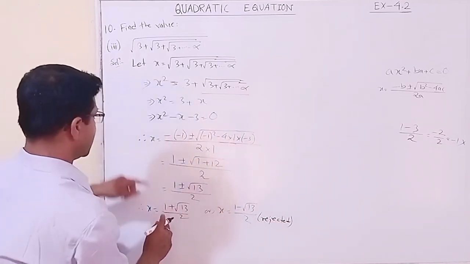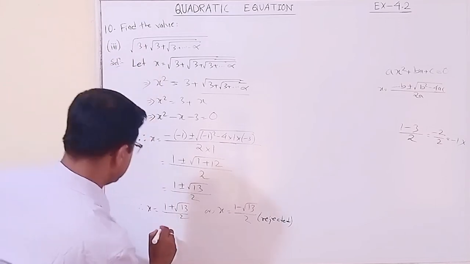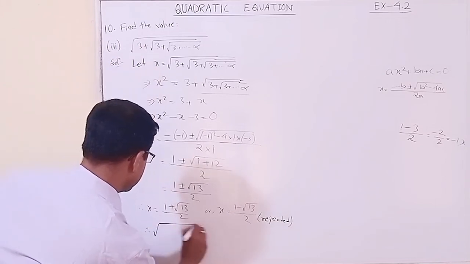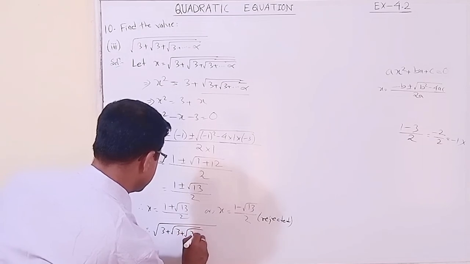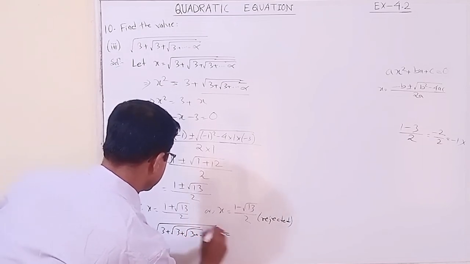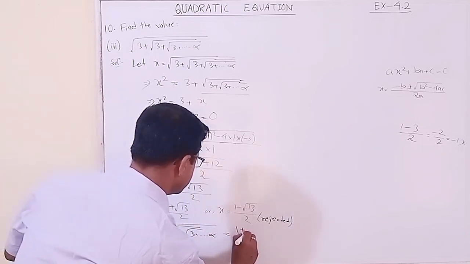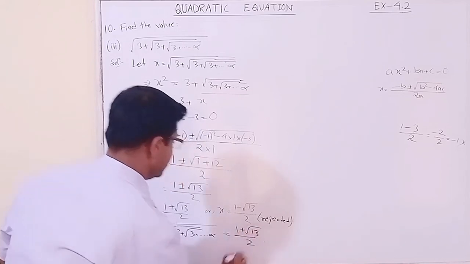Okay, so the value of x is this much. Its value is therefore square root of 3 plus square root of 3 plus square root of 3 plus dot dot up to infinity. Its value is how much? This one: (1 plus square root of 13) divided by 2.